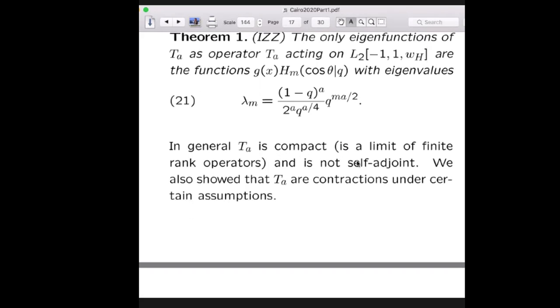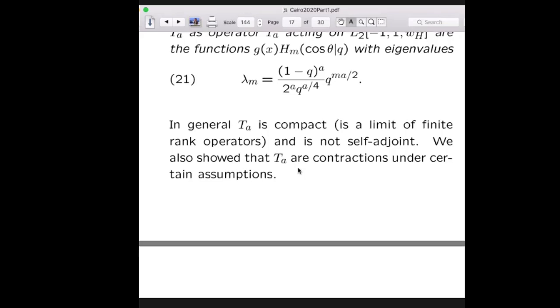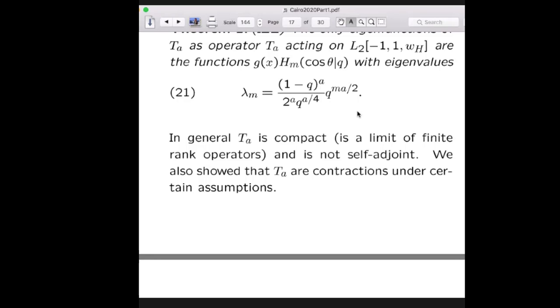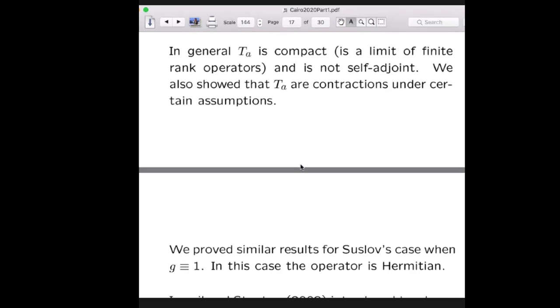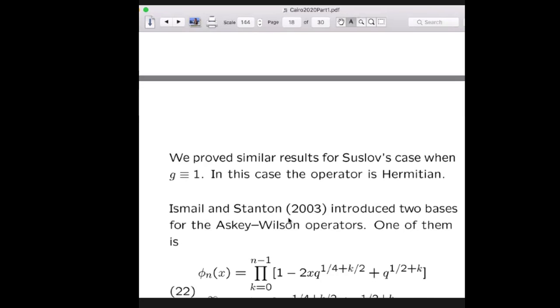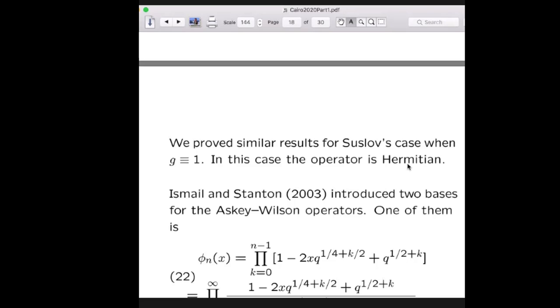It's not self-adjoint, and we're trying to understand it. This shouldn't stop people from thinking about it. We're still looking at this, and we're not clear exactly what happens. But the first paper has these results, and it's already submitted, and it's on the archive. We proved similar things for the Suslov case, and in his case the operator is Hermitian, so it's self-adjoint. Everything is very simple.